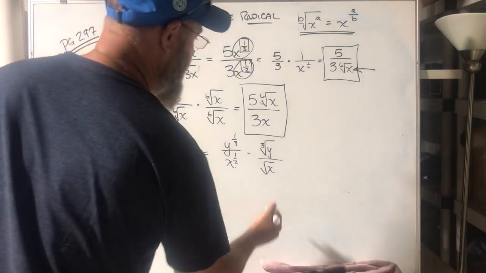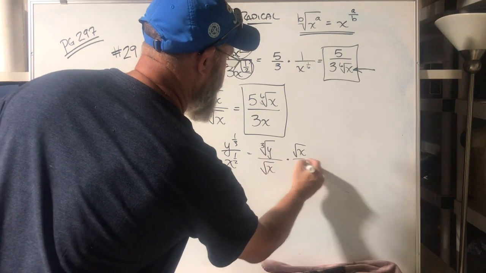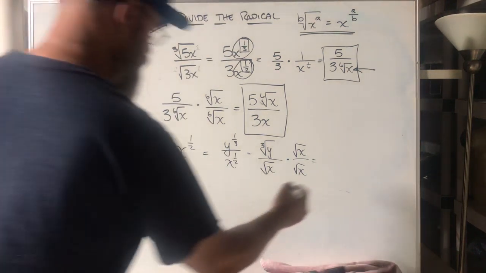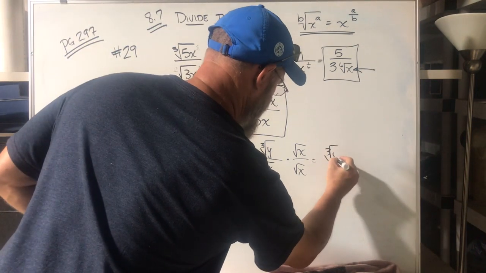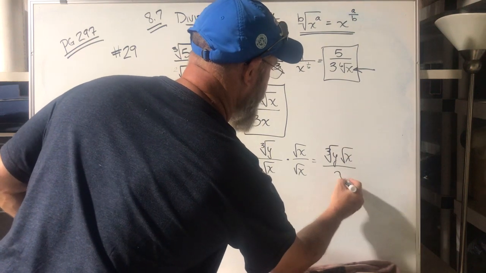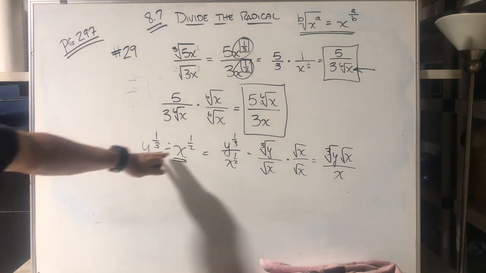Can't have a radical, so I'm going to multiply by square root of x, and that's going to equal cubed root of y times the square root of x over x. Okay? So that's what this would equal.